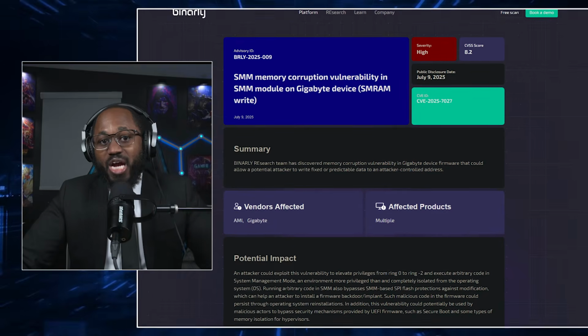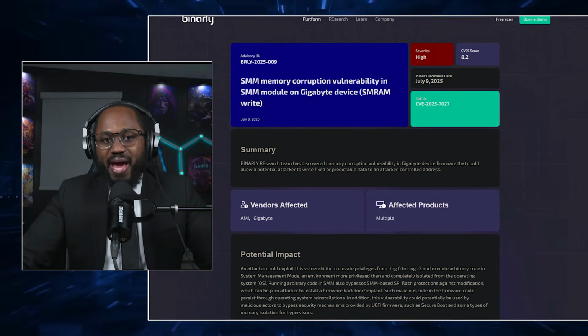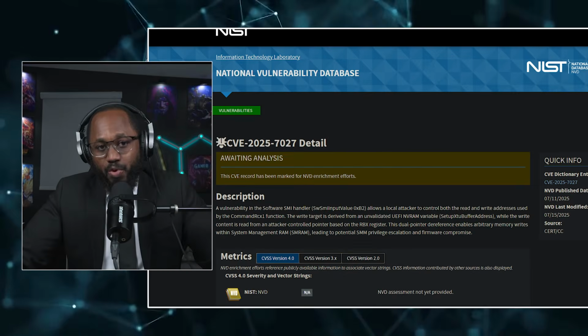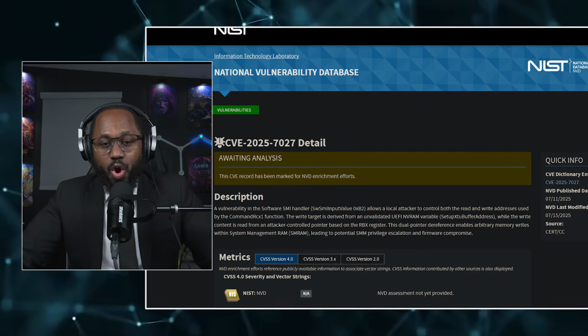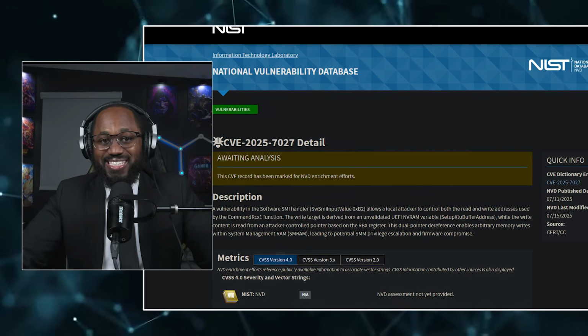You can look at it as the setup x2 buffer address, a write content pointer that is attacker controlled via the RBX register. So since both the target and source addresses can be controlled by a local attacker, this flaw enables the attacker to write arbitrary data to protected RAM memory, bypassing typical operating system or hardware level safeguards and escalating privileges to SMM, ring -2.